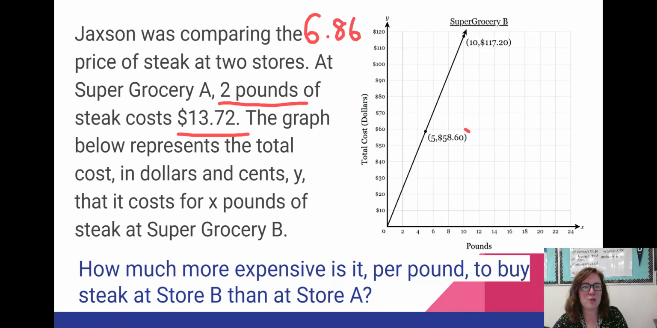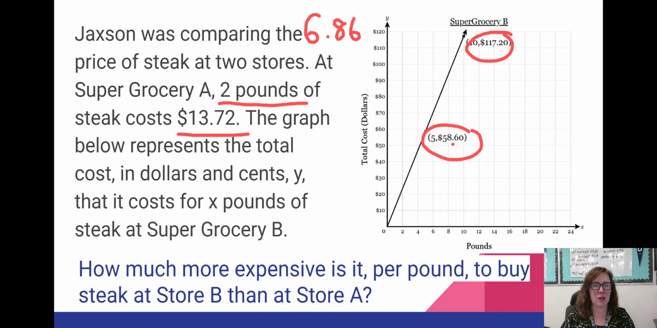Now at this store, we can use either this point or this point. It doesn't matter, except I just colored over that one, so I'm not going to use that one. I'm going to use this one. Money is 58.60, so $58.60 divided by 5 pounds of steak. This is $11.72, so much cheaper at grocery store A.